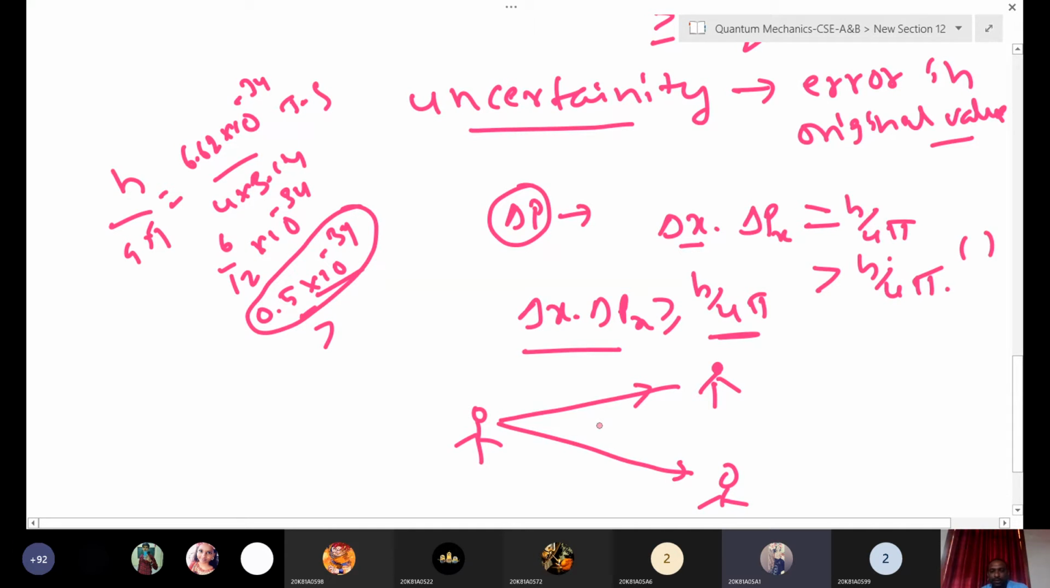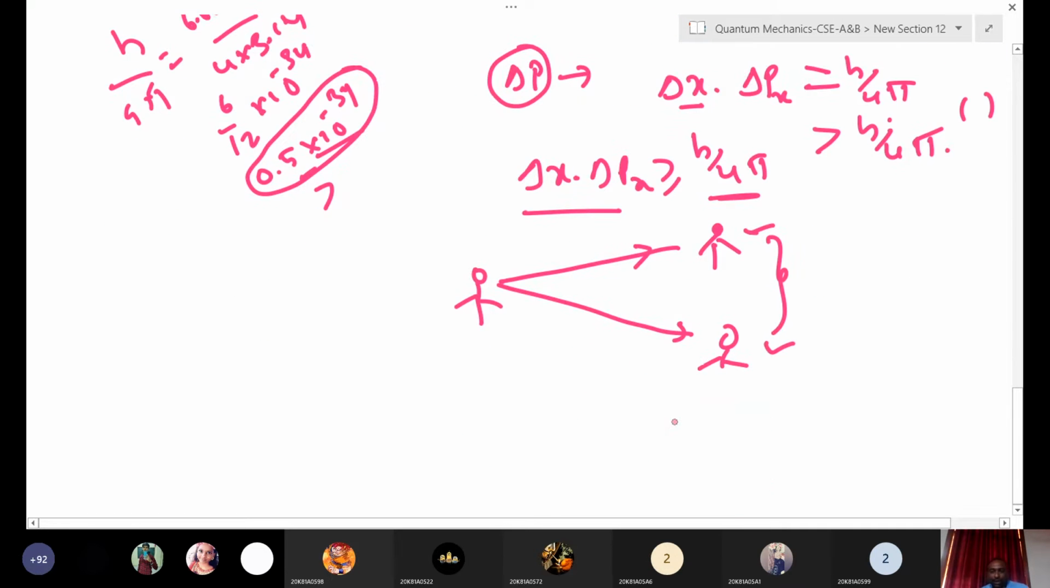No, sir. At an instant of time, we cannot see these two simultaneously. Sometimes we will focus on this person, sometimes we will focus on that person, right? Here also it is the same thing, we cannot find position and momentum simultaneously.